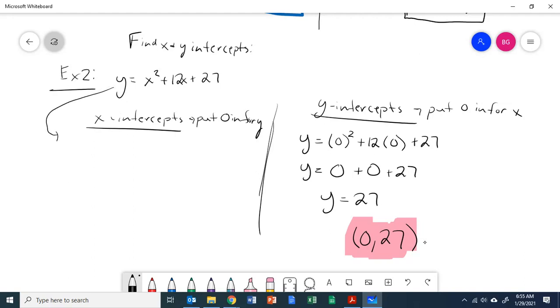Okay, putting 0 in for y, we're going to have 0 equals x squared plus 12x plus 27. That's all I did, is put 0 in for y. Now we have to factor this first. That's the first step I did up above before this. So we need to factor this one. That's the same process. Use your generic rectangle and your diamond.